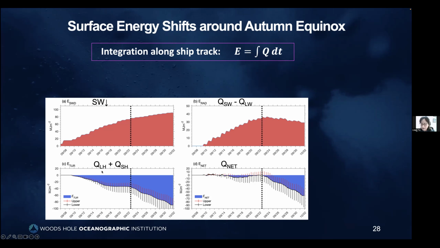For turbulent fluxes, we do not see a strong sign change, but we see increased accumulation of turbulent heat loss once we cross the autumn equinox. And the total net heat flux, which is interesting, definitely shows a regime shift once we cross September 22nd, which is the date when the sun angle changes.